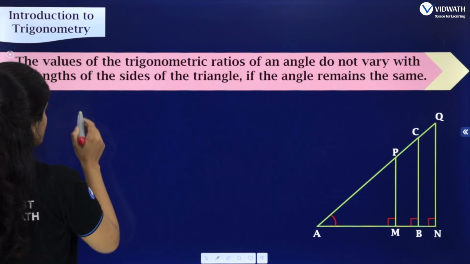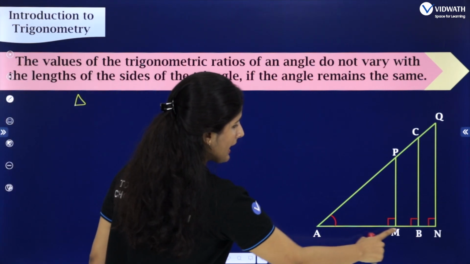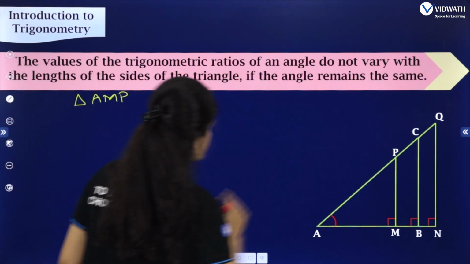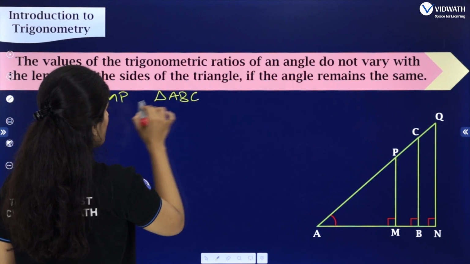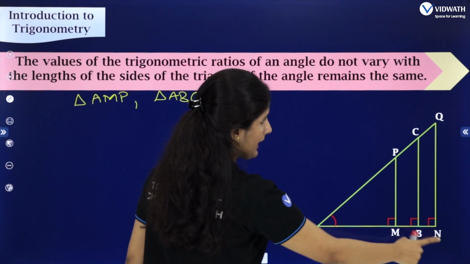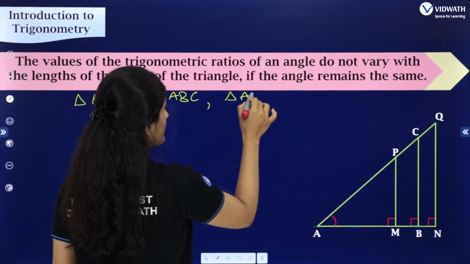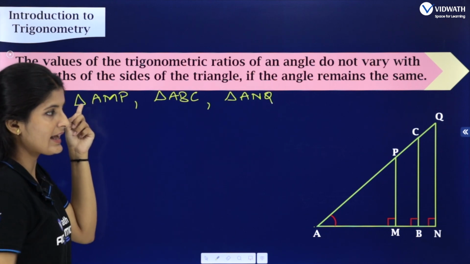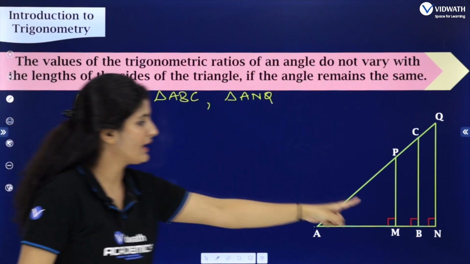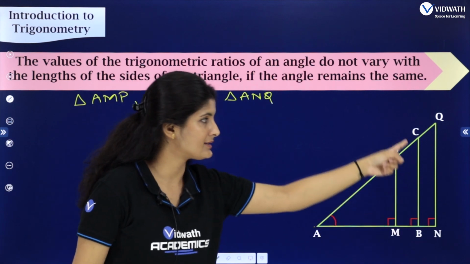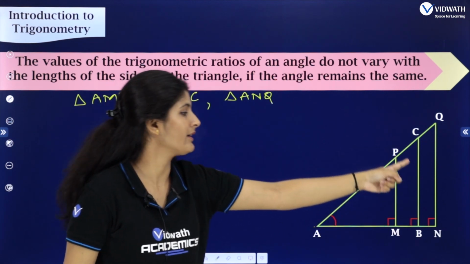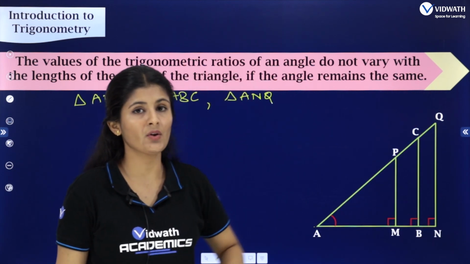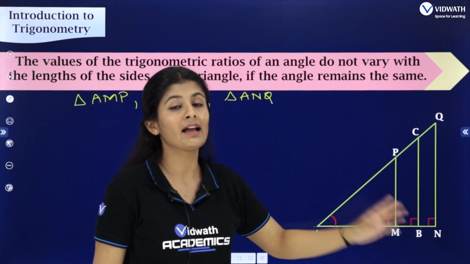The 3 triangles in consideration are triangle AMP, triangle ABC, and finally the triangle ANQ. In triangle AMP, we see that it is a right-angled triangle with a right angle at M. In the triangle ABC, we see that it is also a right-angled triangle, right-angled at B. In the triangle ANQ, we see that that is also a right-angled triangle with a right angle at N.